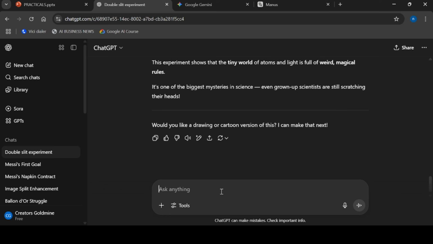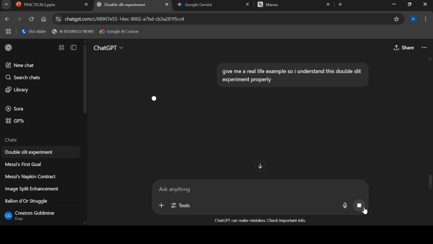Give me a real life example, so I understand this double slit experiment properly. Are you seeing how I'm communicating with this AI tool just to break this down for me? In the past, I'd have to go to Google and search different pages here and there, but now with just this tool, I can be doing my research.